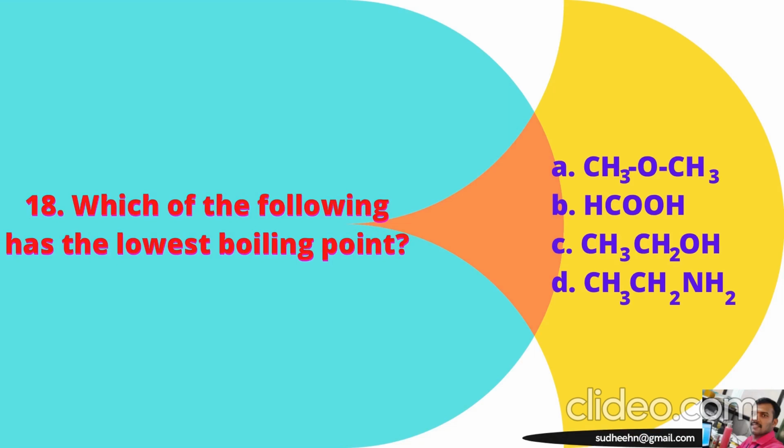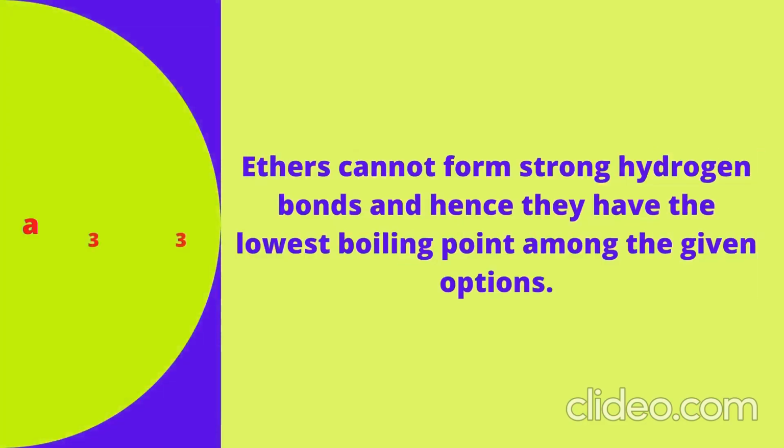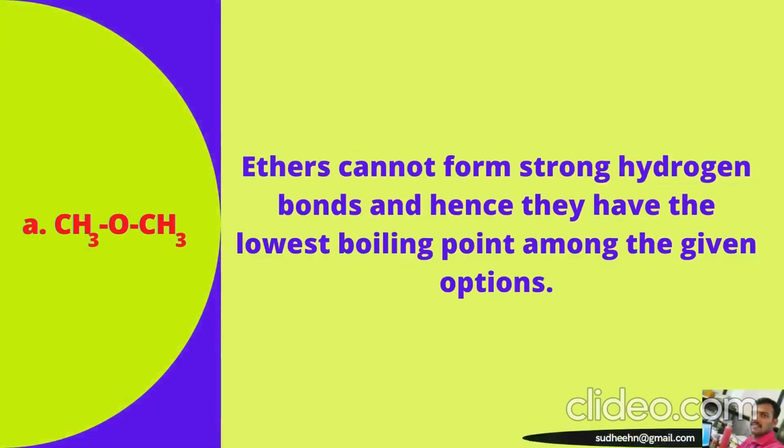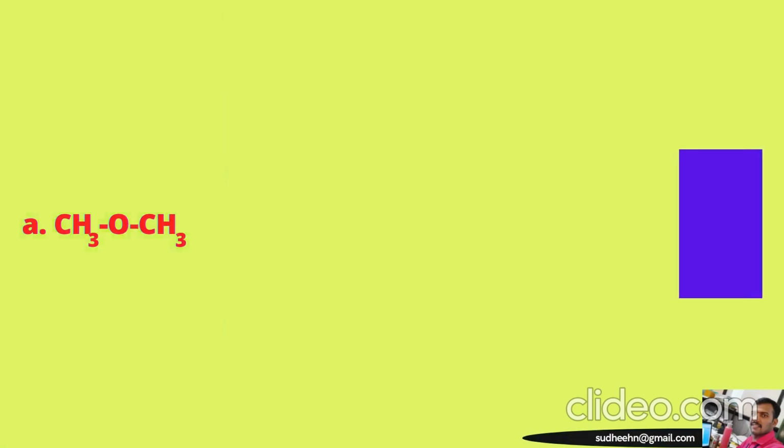And the right option, which has the lowest boiling point among these, is option A, that is CH3OCH3, that is dimethyl ether. Because ethers cannot form strong hydrogen bonds, and hence they have the lowest boiling point among the given options. Option A is the right answer.